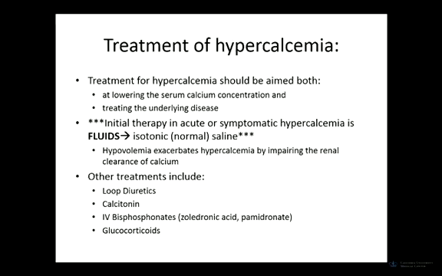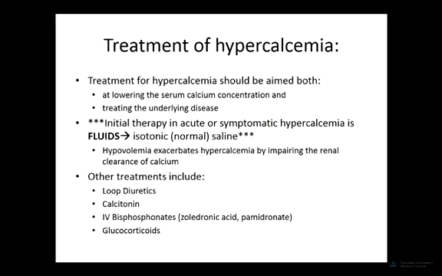The other treatments include, after you've given fluids, you can give a loop diuretic, such as furosemide, which will increase the urinary clearance of calcium. You can give calcitonin, and since calcitonin only works for about 2 days, you can also give an IV bisphosphonate, such as zoledronic acid or pamidronate, which doesn't work for a couple of days.